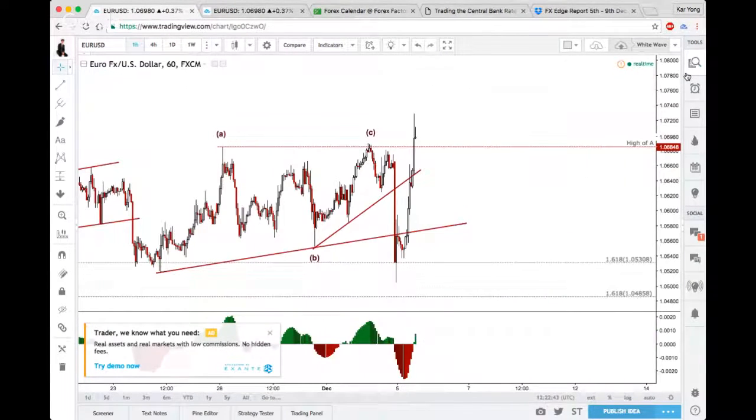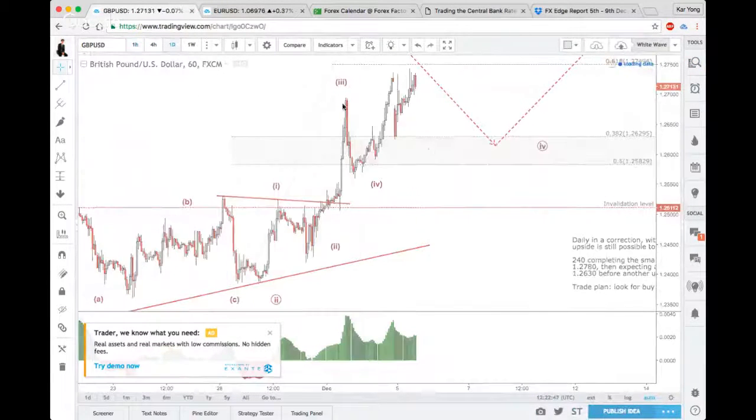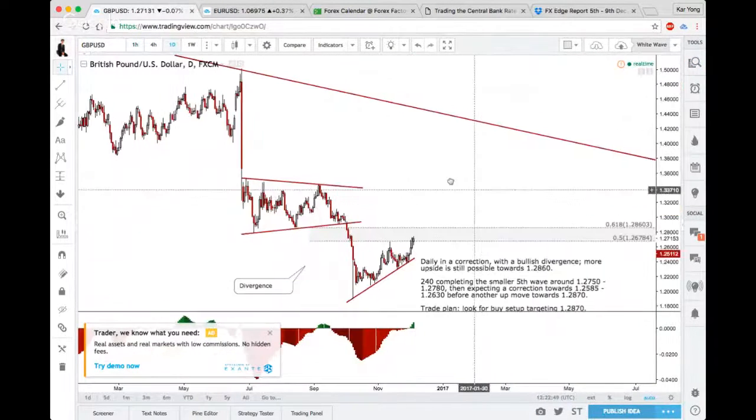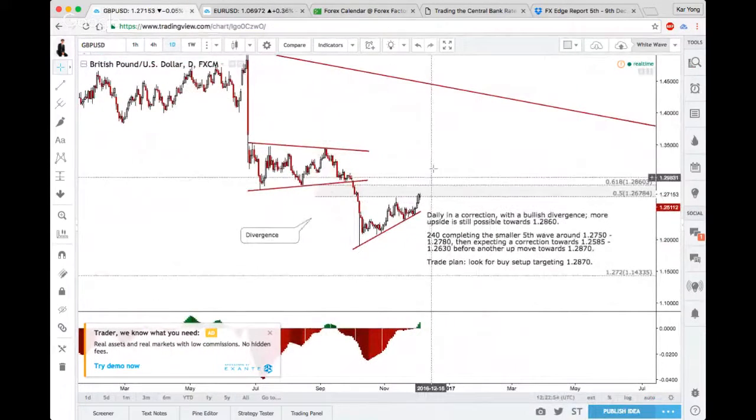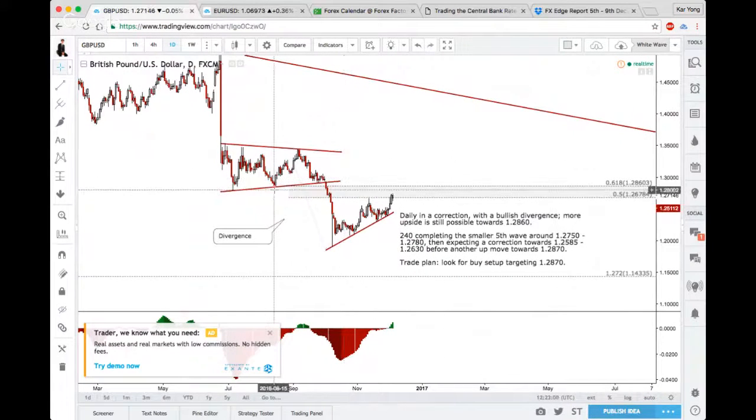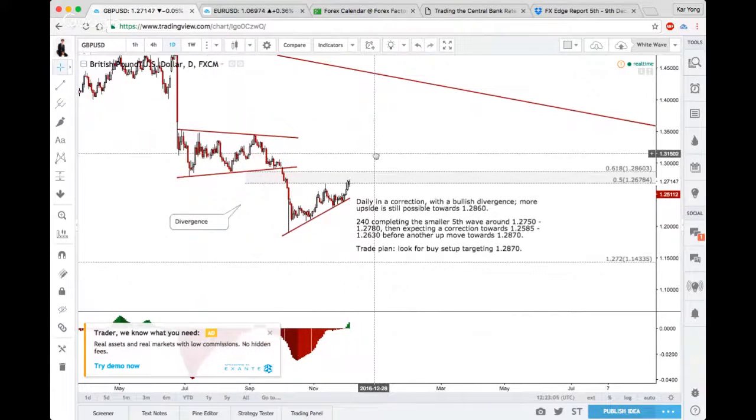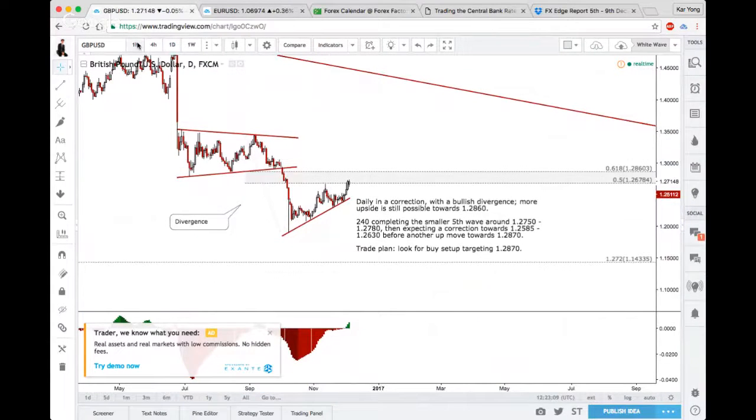All right. Now take a look at pound dollar. Let's go on the higher time frame daily perspective. This one, you can see that since last week we said that it still has room to go higher, at least towards the 1.2860. Right, this is a Fib level confluence with a previous support level turned resistance now as well. So we are expecting some more upside for pound dollar.